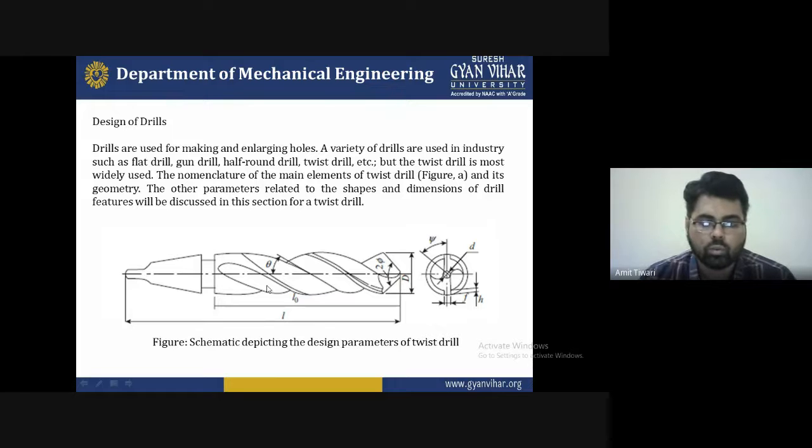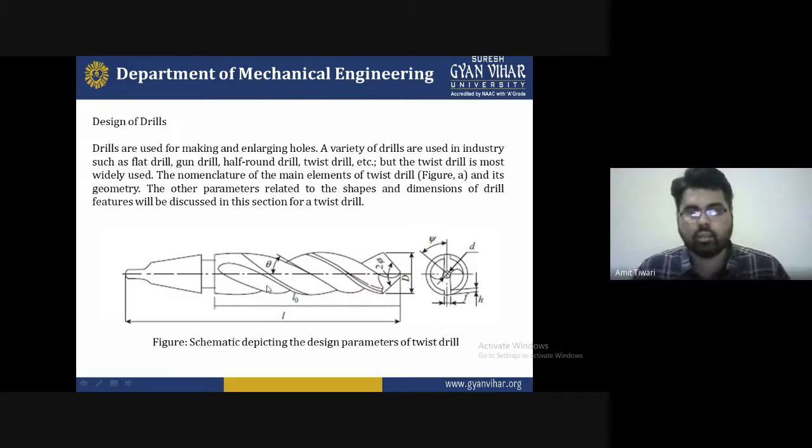So we have to consider all these points, which are the cutting geometry and the other parameters related to the shape. That's why the dimensions of the drill will be designed as discussed in the section of the twist drill, which is part of manufacturing.